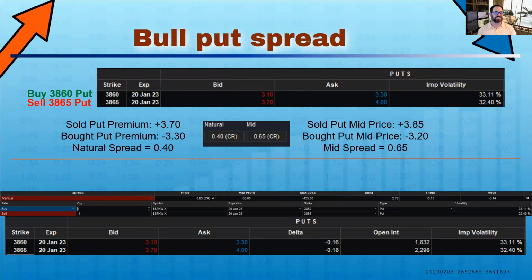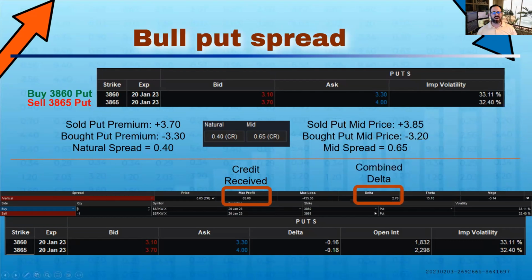The disadvantage is you might not get filled. Okay, you have to wait to get filled possibly. But that's why there are different prices there. So anyway, the credit received in this case, we were getting the 65 cents, and basically on the slide, I'm using the mid price. That's the max profit you receive in the trade. That's it. That's all you can make.